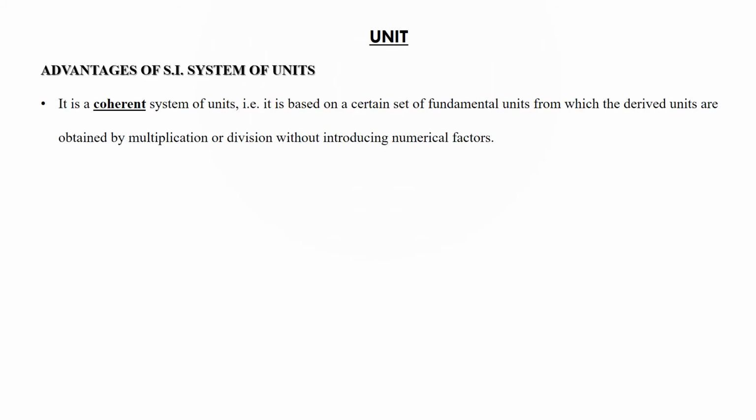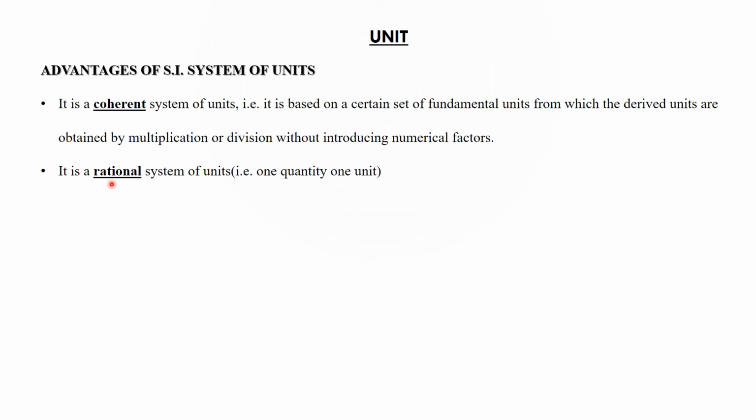Now, what are the advantages of the SI system of units? Why are we using the SI system so much? So the first one is it is a coherent system of units. That is, it is based on a certain set of fundamental units from which the derived units are obtained by multiplication or division without introducing numerical factors. For example, we did meter per second, so we use the fundamental units to find this.